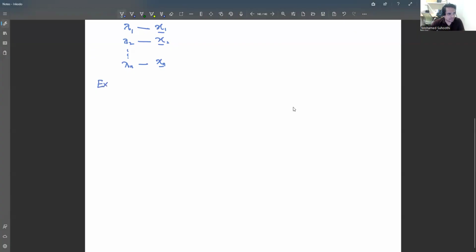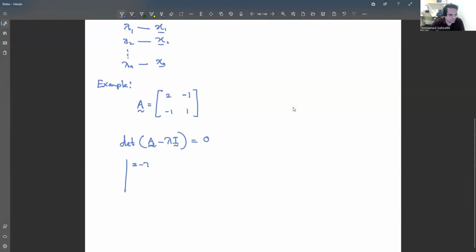One exercise example. Let's take a matrix A. It is 2, minus 1, minus 1, 1. We need to calculate the determinant of A minus lambda I equals 0. So here I must be a 2 by 2 matrix now.